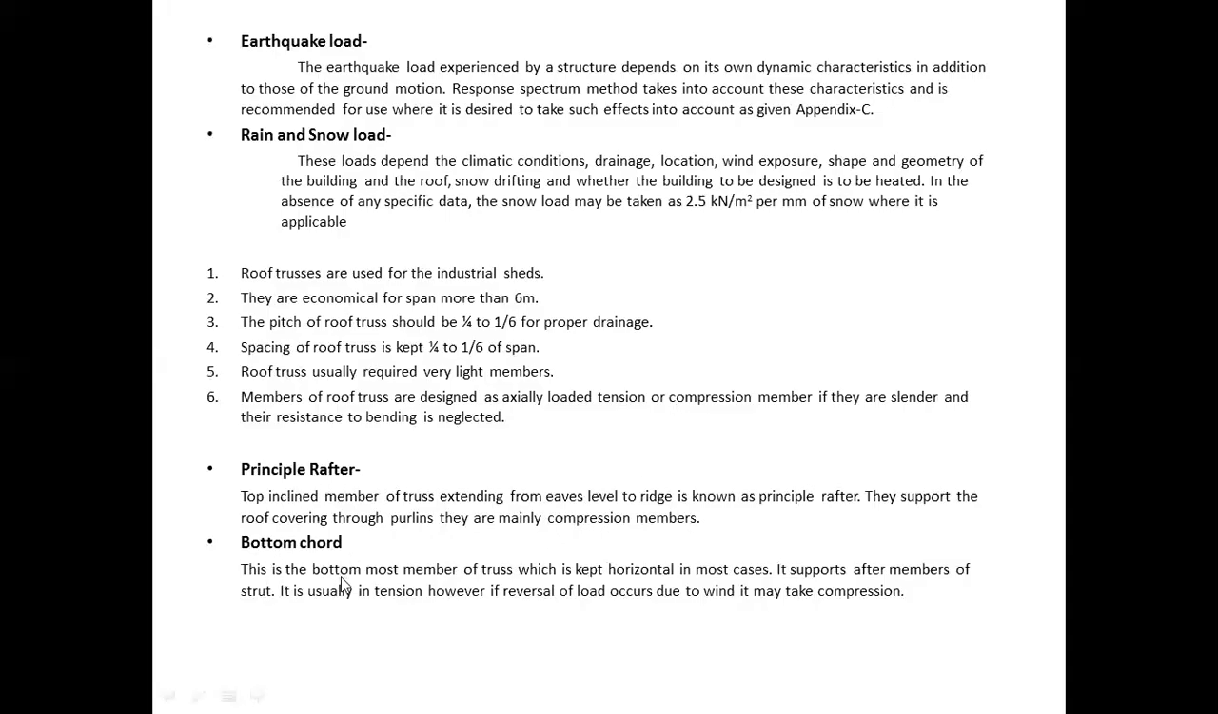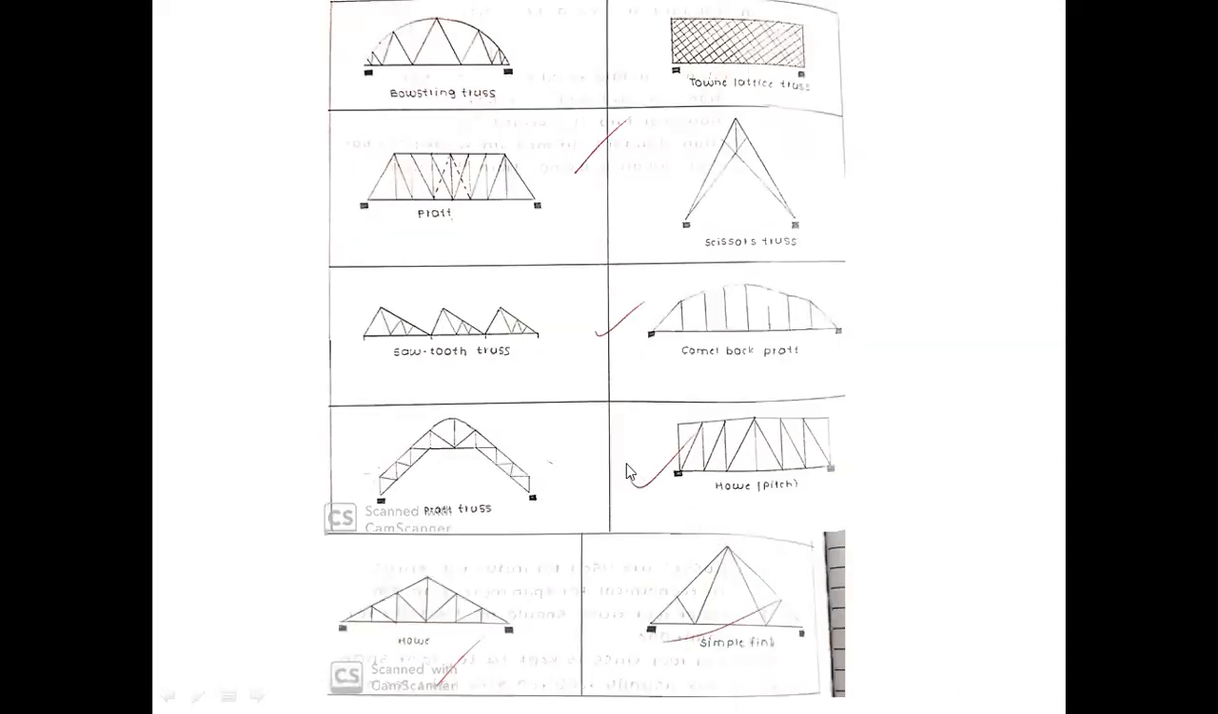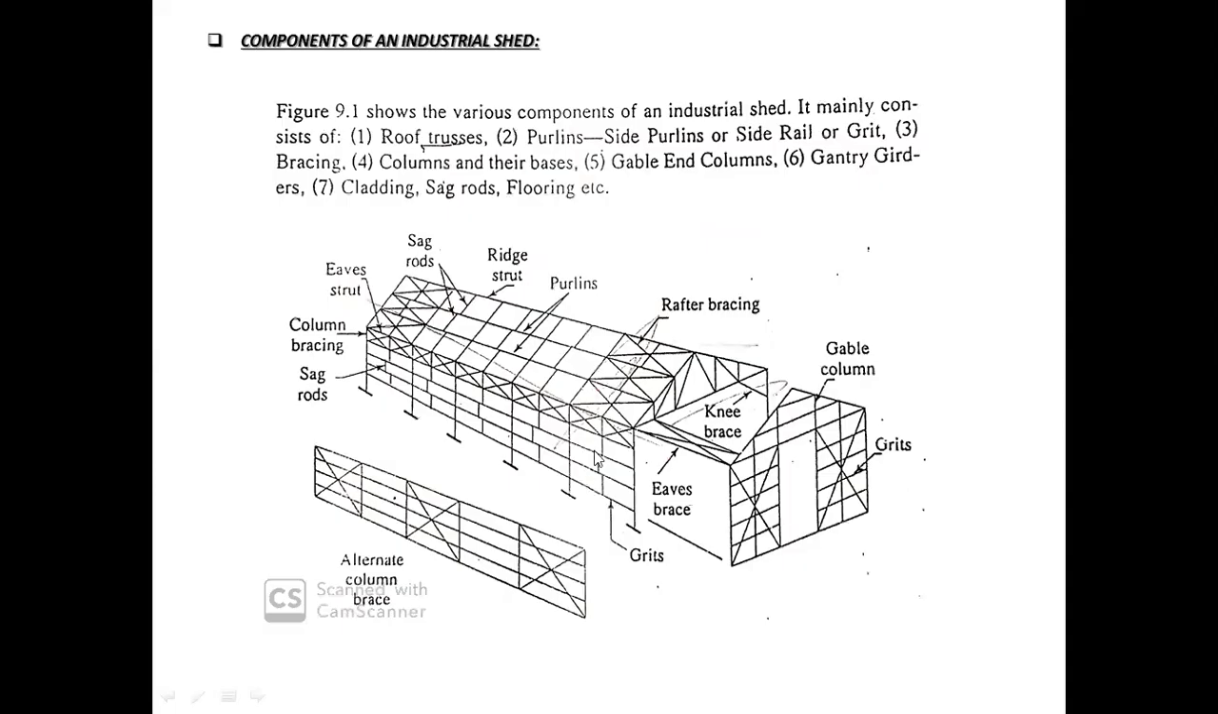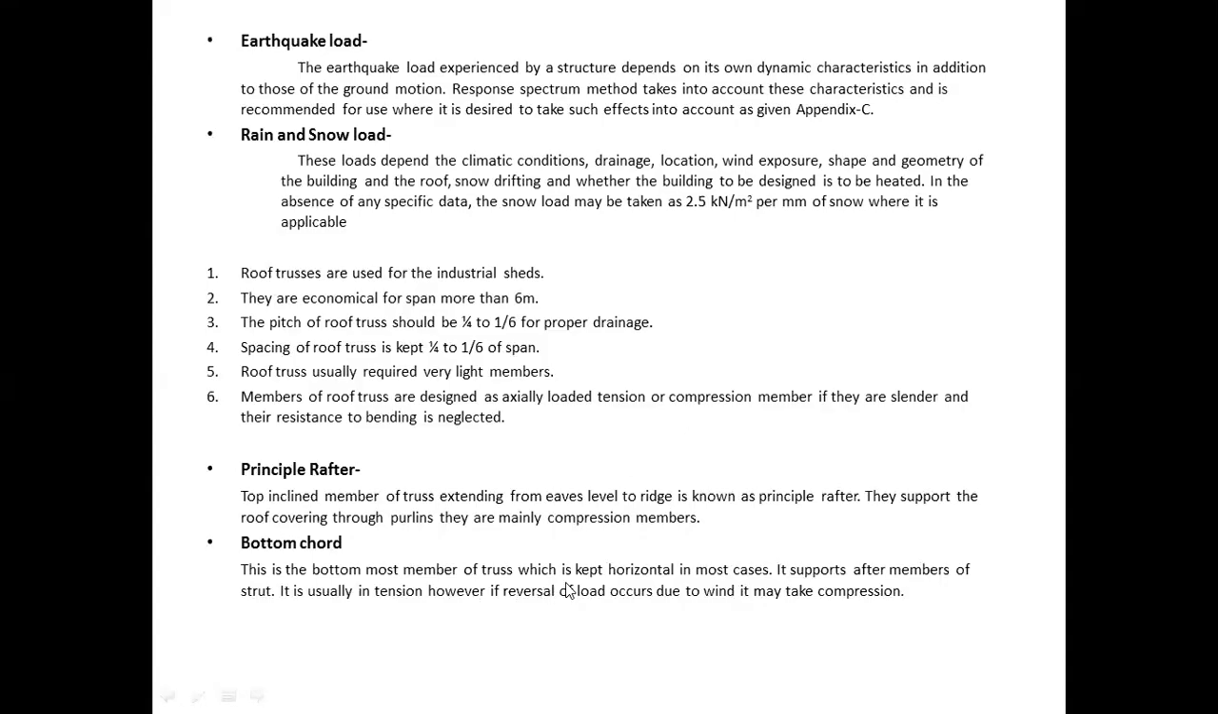Then bottom chord. This is the bottommost member of the truss, which is kept horizontal in most cases. It supports the members of the struts. It is usually in tension. However, if reversal of load occurs due to wind, it may take compression. So this is the bottom chord.